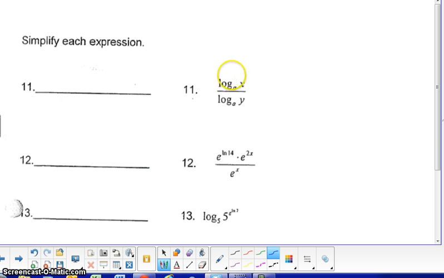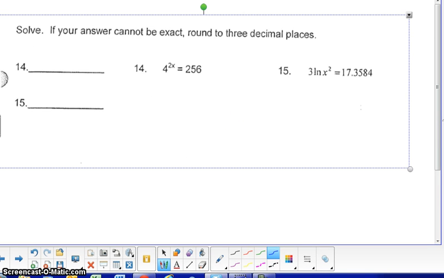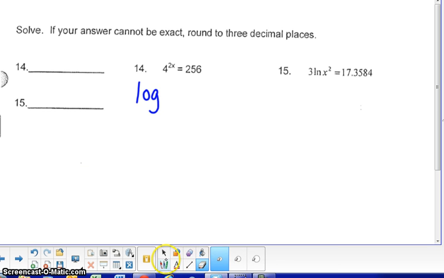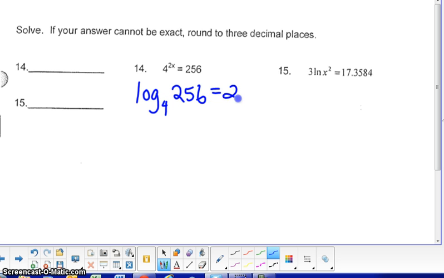11 through 13 we did not go over, so you can skip those 3. Let's go ahead and go to the next ones. Whenever you have an exponential form, you want to change it to log form. So it would be log base 4 of 256 equals 2x.